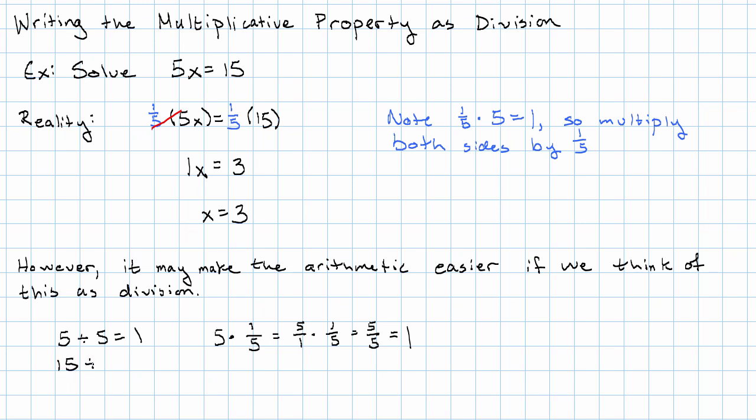Similarly, 15 divided by 5 equals 3 is an easy arithmetic problem. On the other hand, 15 times 1/5, if, again, we didn't know that multiplication by 1/5 is division by 5, is again relatively time-consuming. Therefore, when solving equations, we will sometimes prefer to write division rather than multiplication by the reciprocal.